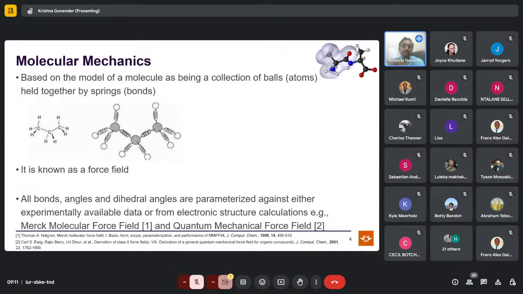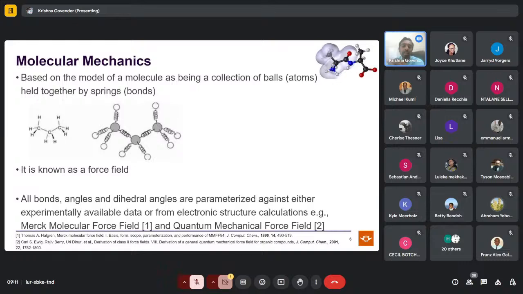Right. The next piece is then based on quantum mechanics. So we covered molecular mechanics. We know everything is parameters. And if there's no parameter, unfortunately, you're going to have to find an alternative route to try and solve your problem. So the other methods are based on quantum mechanics.